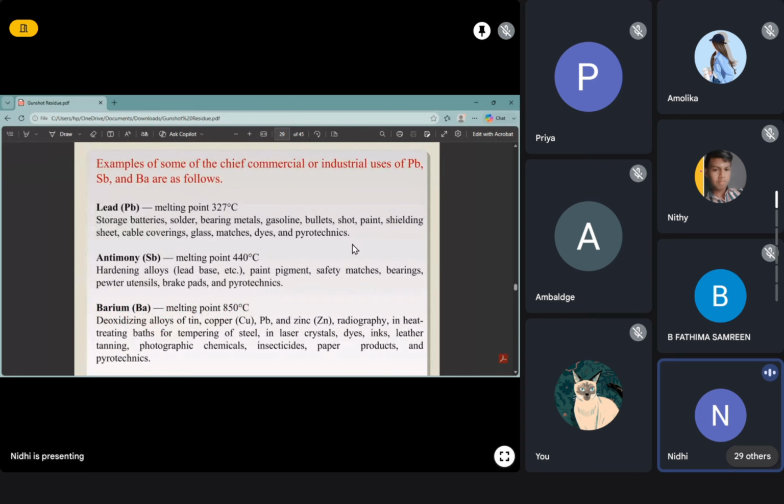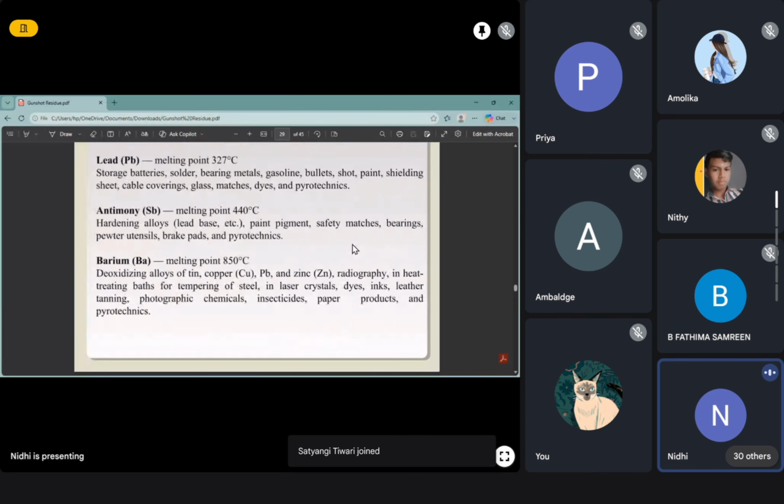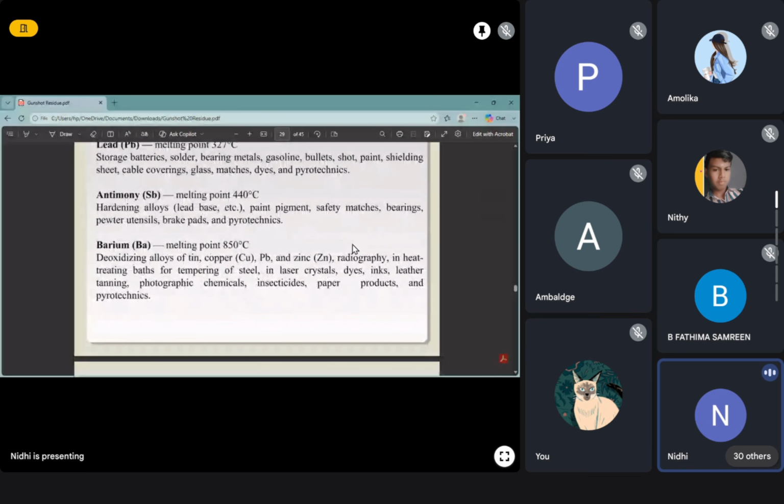Some examples of chief commercial or industrial uses of Pb, Sb, and Ba are as follows. Lead, melting point 327 degrees centigrade: storage batteries, solder, bearing materials, gasoline, bullet shot, paints, shielding steels, cable coverings, glass, matches, dyes, and pyrotechnics. Then comes antimony, its melting point is 440 degrees C: hardening alloys, lead base, paint, pigment, safety matches, bearings, pewter utensils, brake pads, and pyrotechnics.